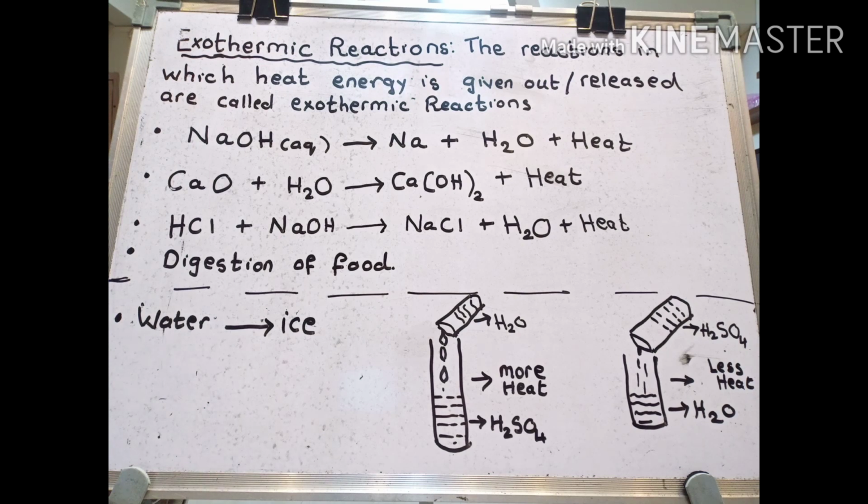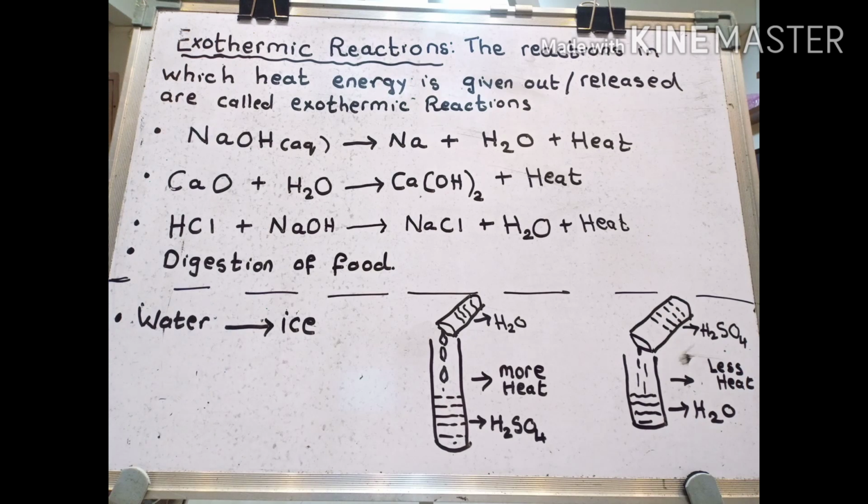Students, even the process of digestion of food in our body is an example of an exothermic reaction, because during the digestion of food, a lot of heat energy is liberated. You measure that heat energy in terms of calories. So a lot of calories of heat get liberated on digestion of food.